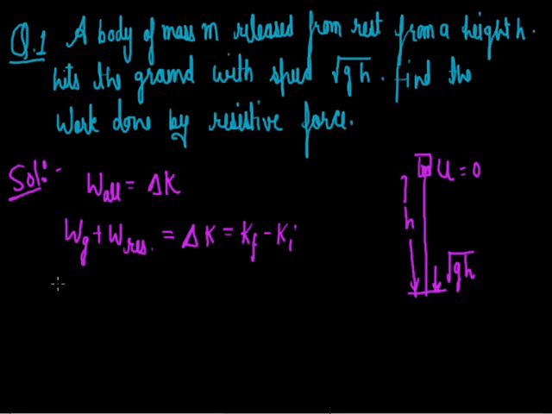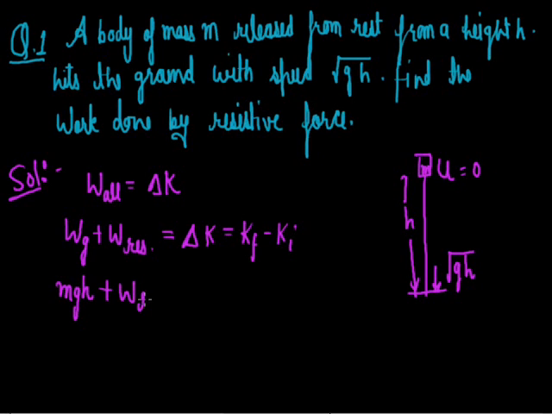Now, work done by gravity. As we know, work equals force into displacement. If the mass is released and it hits the ground, then the force of gravity acts in the downward direction and the displacement is also in the same direction, so the angle between them is 0. So work done by gravity will be force mg into displacement h, so mgh.